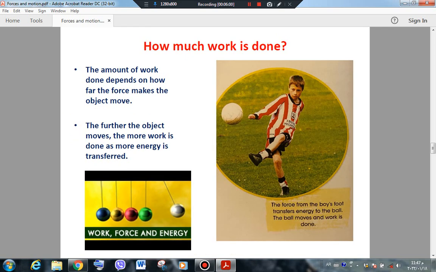Then as you can see, there's a boy who's kicking the ball. The force from the boy's foot transfers energy to the ball. The ball moves and work is done.